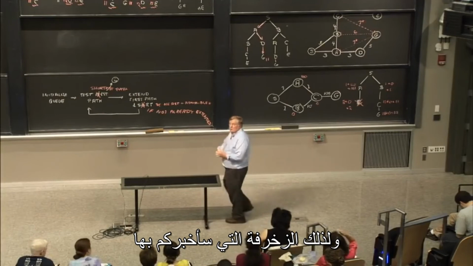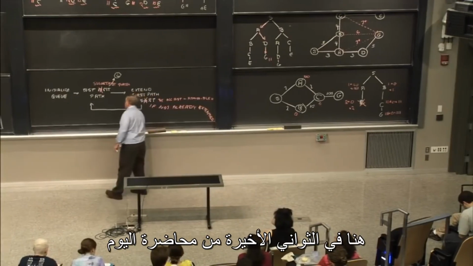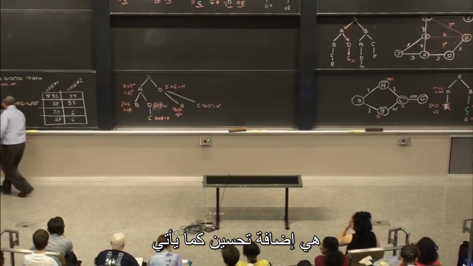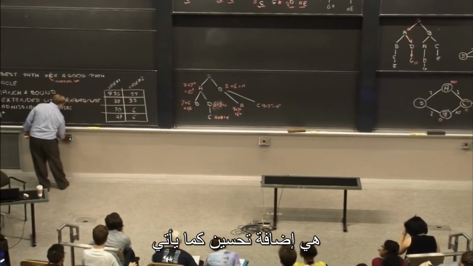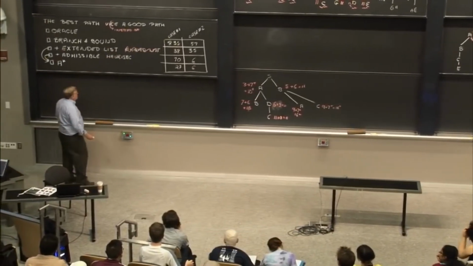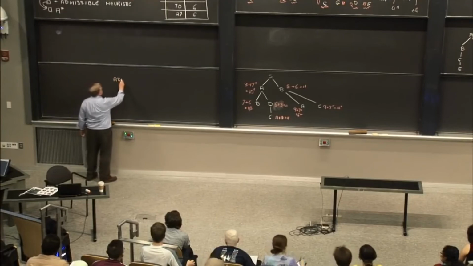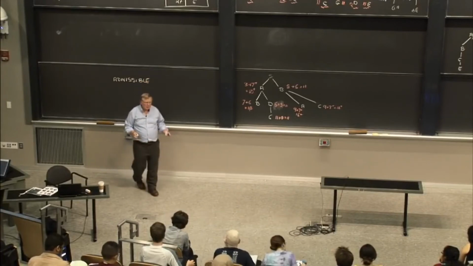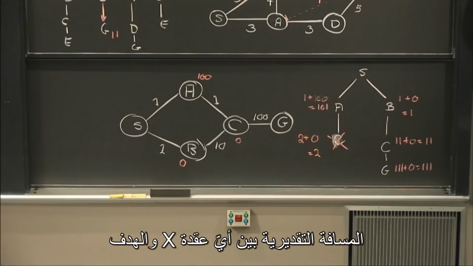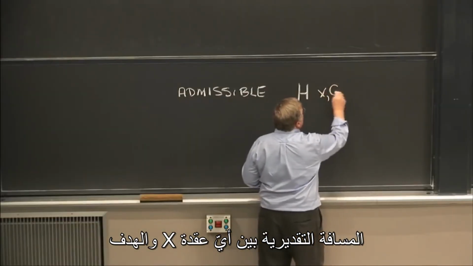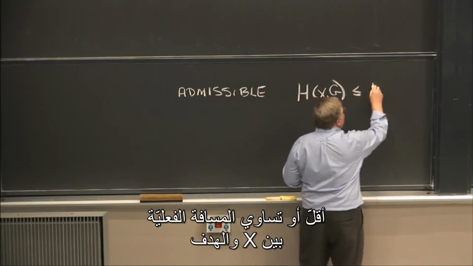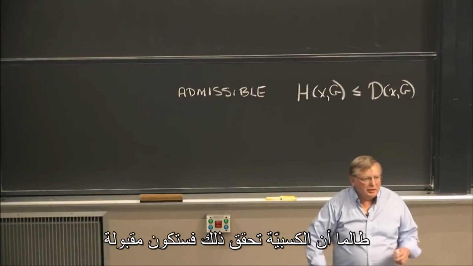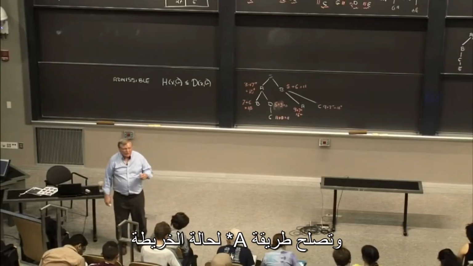And so the flourish that I'll tell you about here in the last few seconds of today's lecture is to add a refinement as follows. So far we've got admissibility. And if we want to write this down in a kind of mathematical notation, we can say that it's admissible if the estimated distance between any node x and the goal is less than or equal to the actual distance between x and the goal. That's the definition of admissibility. As long as the heuristic does that, it's admissible, and A star works if it's a map.